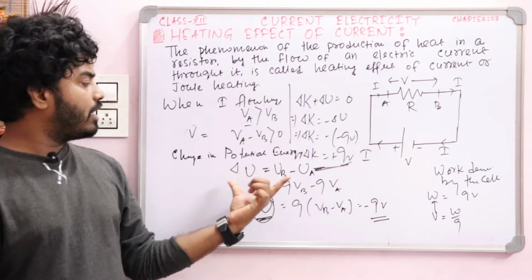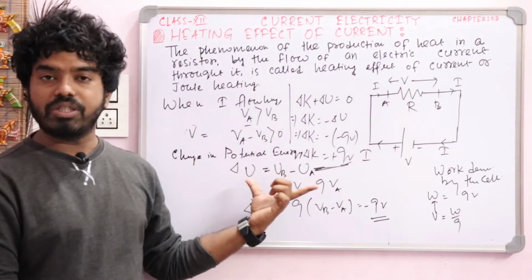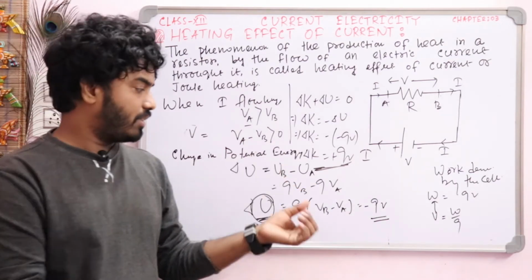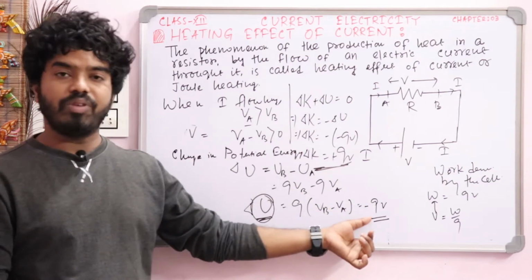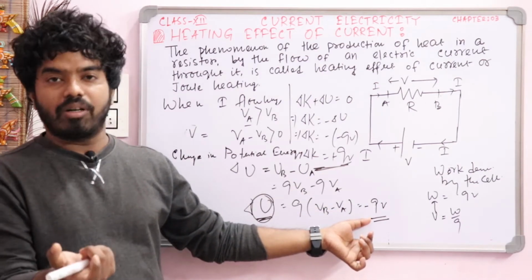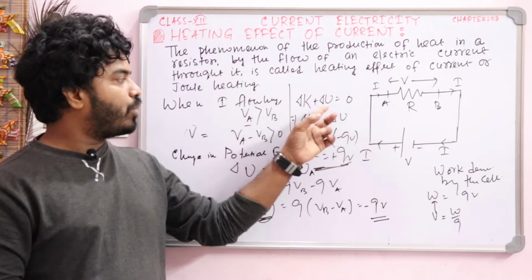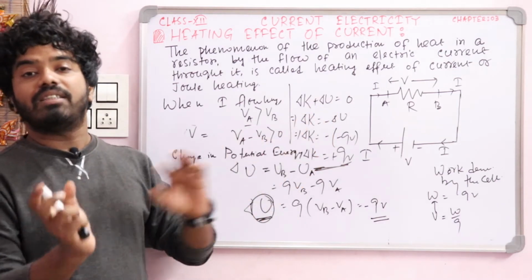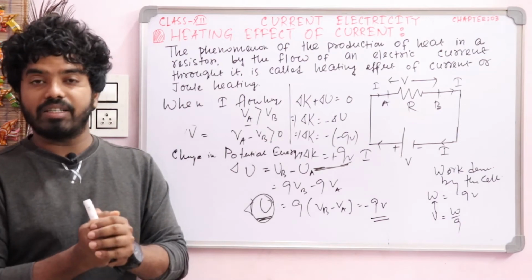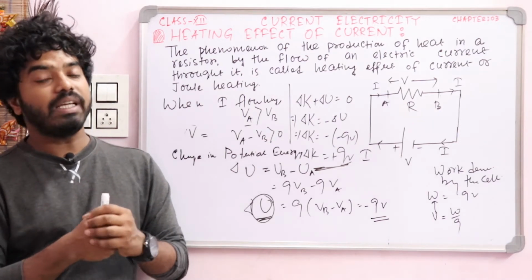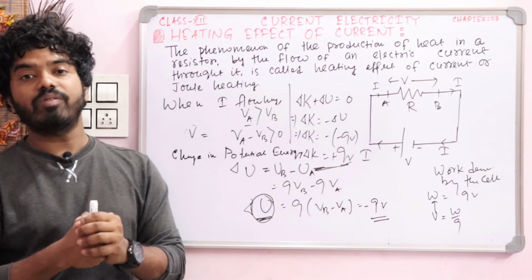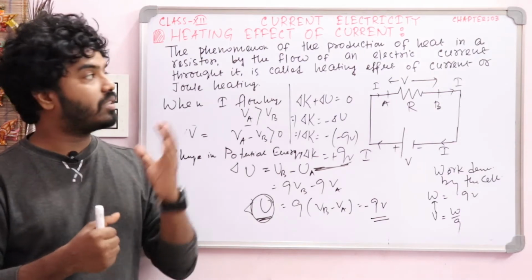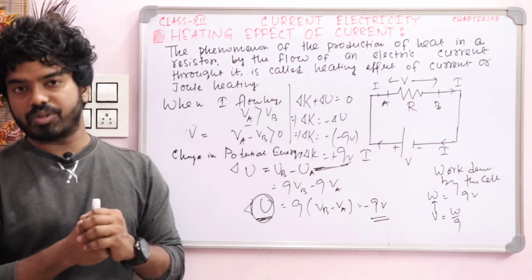After that we find the change in potential energy, which decreases. Here it is minus Q into V, and according to the conservation law of mechanical energy, we can say when potential energy decreases, there must be an increase in kinetic energy, and this amount of increase in kinetic energy is transferred in the form of heat energy, in the form of light energy. So this is our basic concept of heating energy, students.